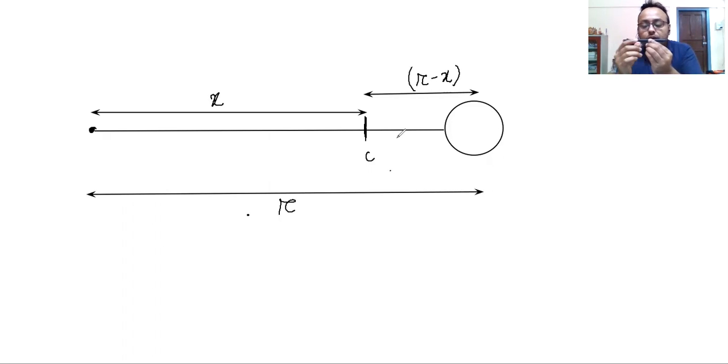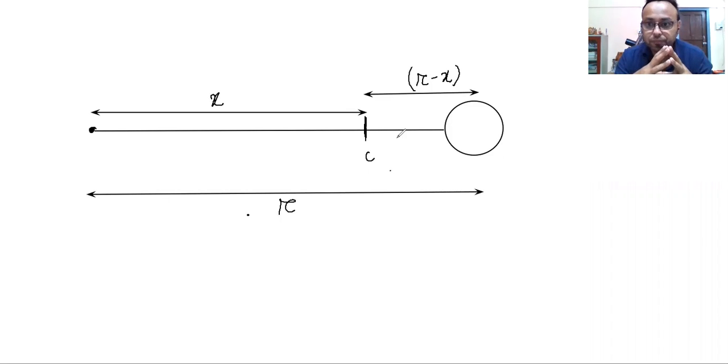Earlier we were thinking that only the electron is moving around the nucleus. Now here we are considering that both the nucleus and the electron are moving like this. You can just think about a rotor.